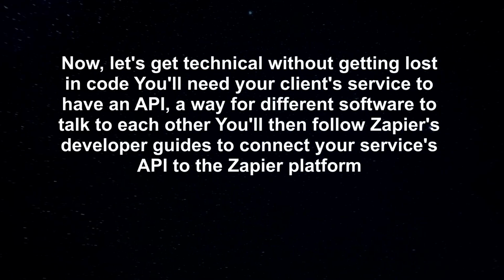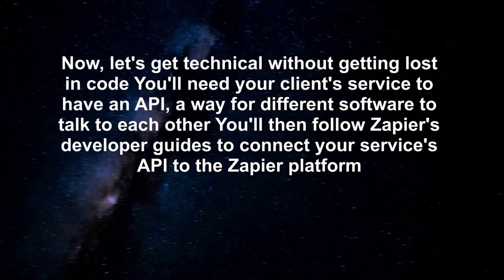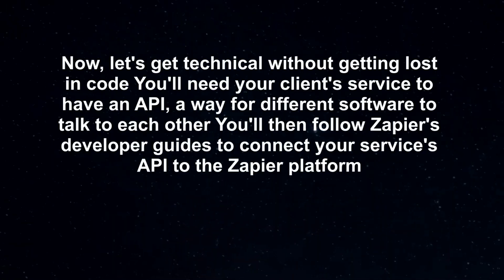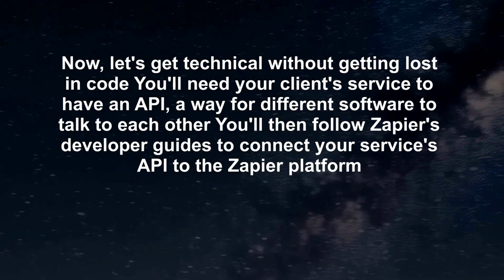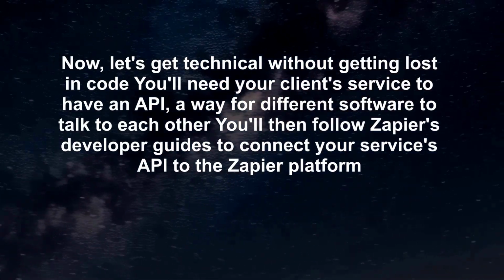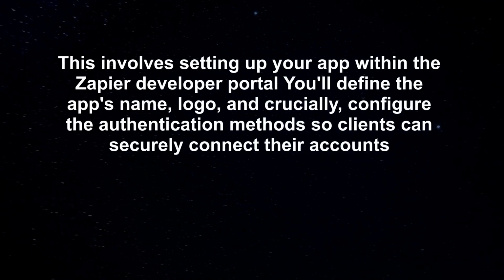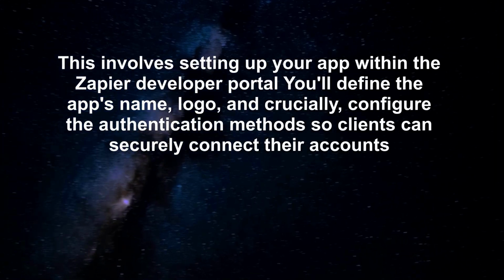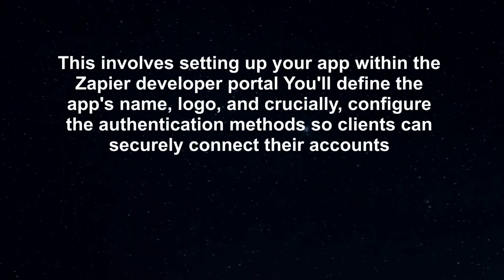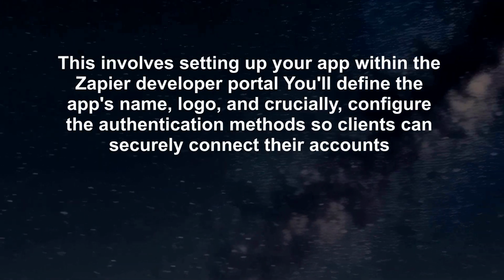Now, let's get technical without getting lost in code. You'll need your client service to have an API, a way for different software to talk to each other. You'll then follow Zapier's developer guides to connect your service's API to the Zapier platform. This involves setting up your app within the Zapier developer portal. You'll define the app's name, logo, and crucially, configure the authentication methods so clients can securely connect their accounts.